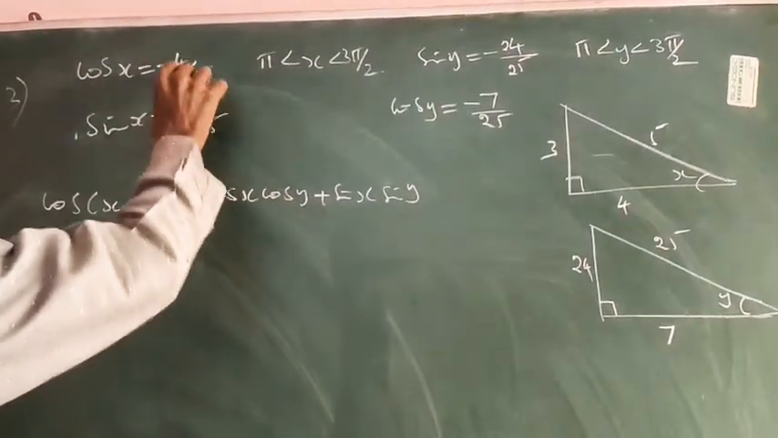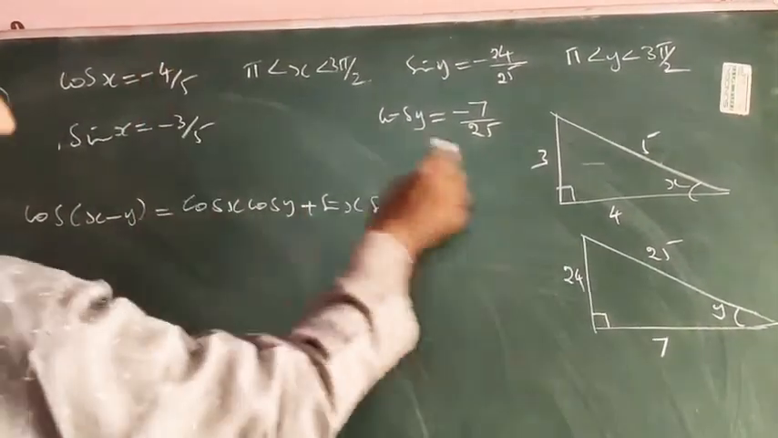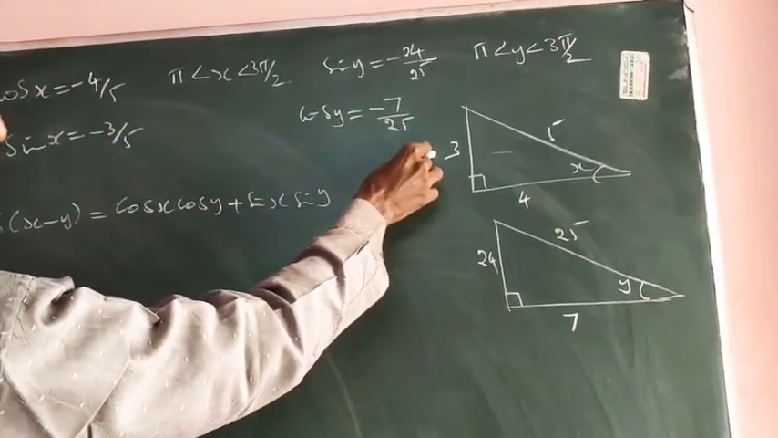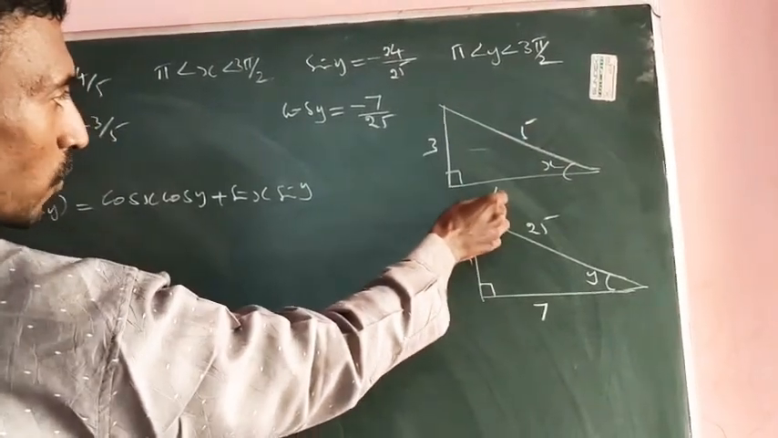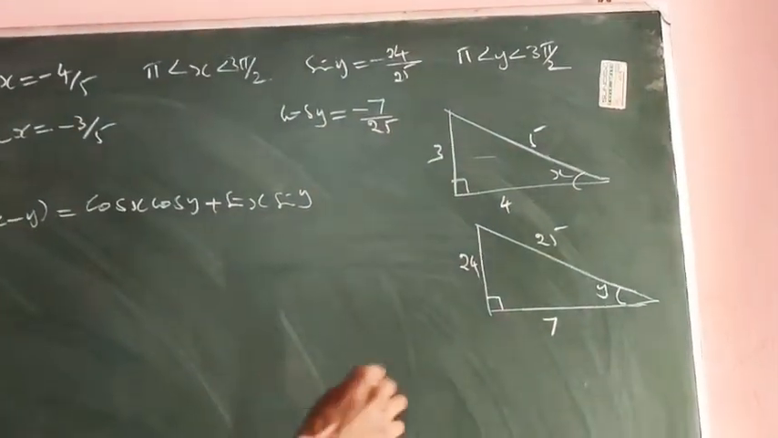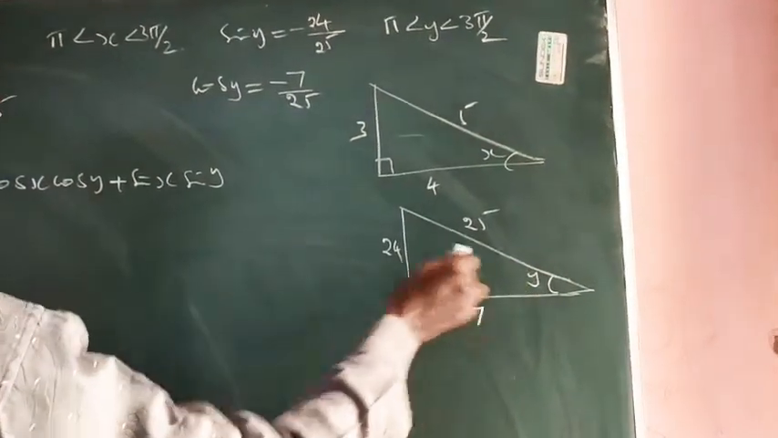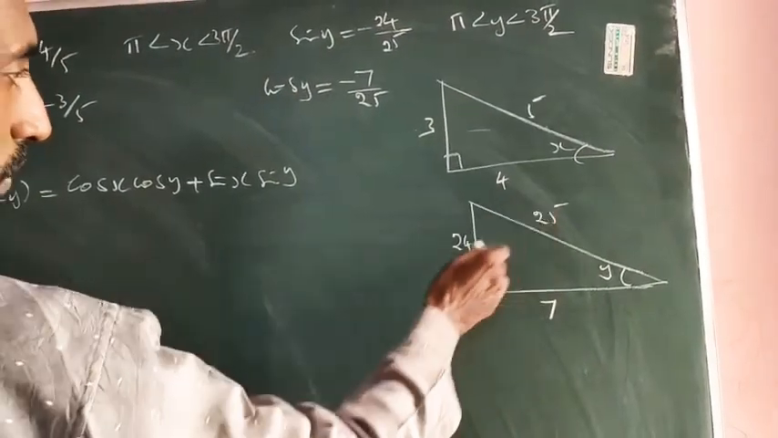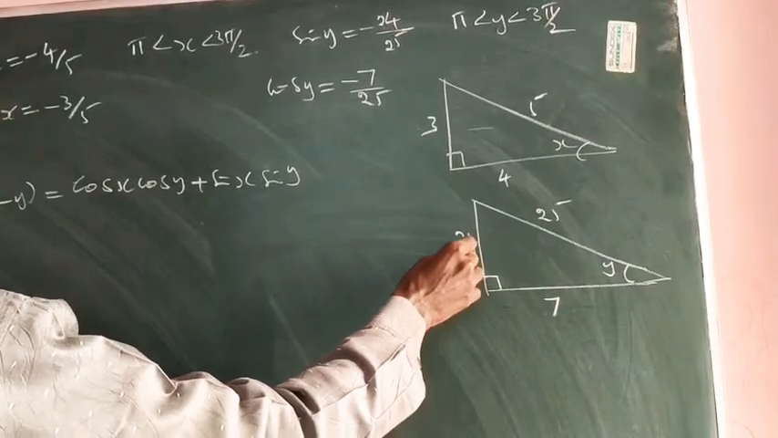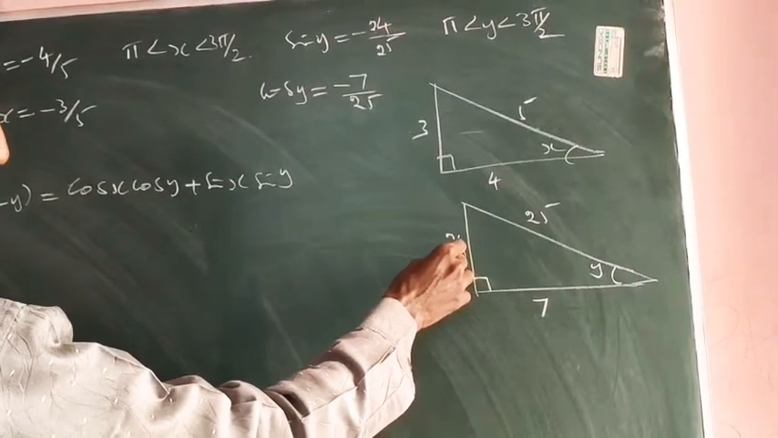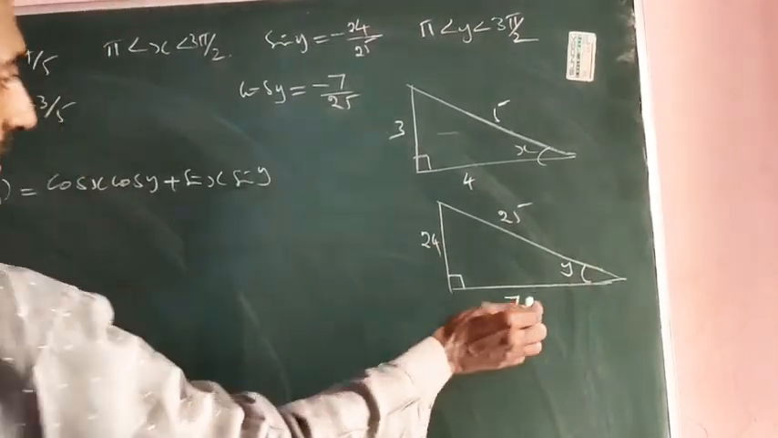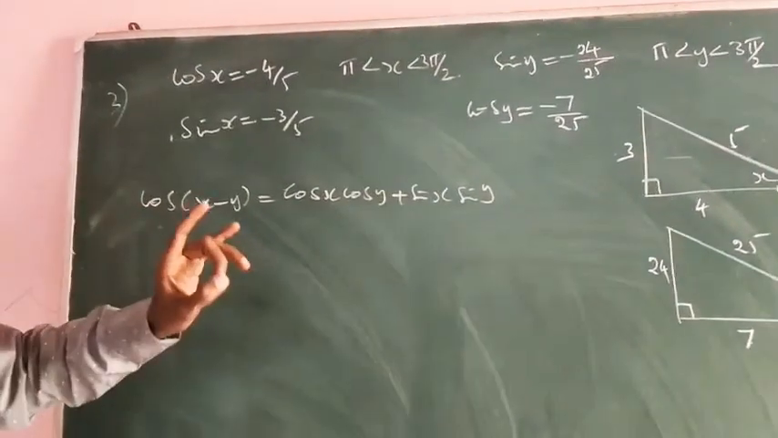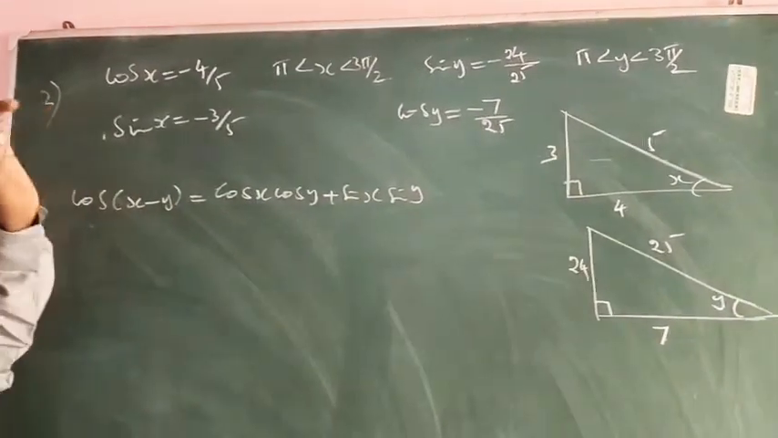Okay, first just forget the sign. Cos means adjacent side by hypotenuse. This is the angle x. So obviously we can find the opposite side, root of 5 square minus 4 square, we are getting 3. Similarly, sin y means opposite side by hypotenuse. To get the adjacent side, root of 25 square minus 24 square, 625 minus 576, root 49, we are getting 7.